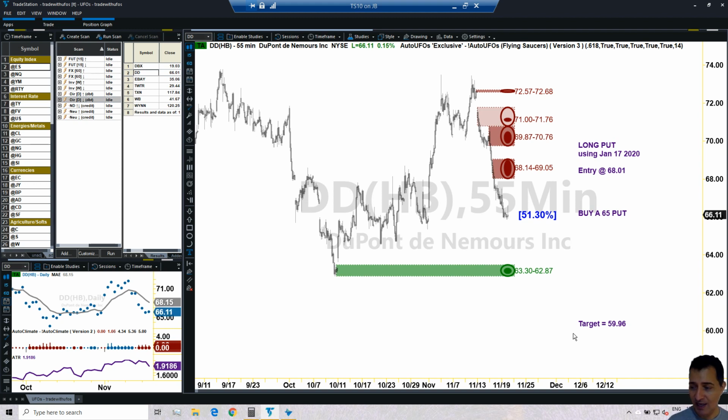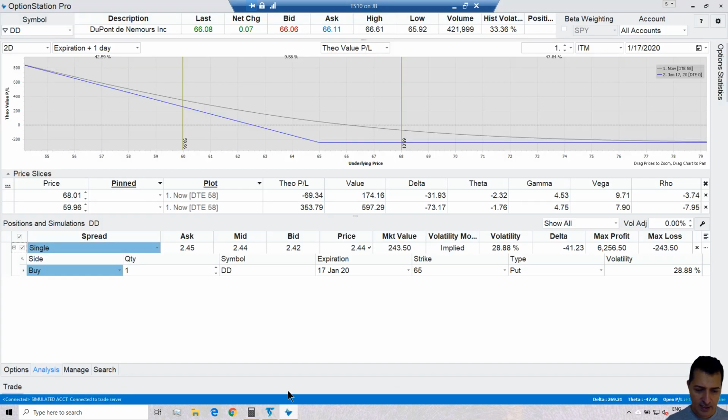So I'm just gonna place an order, and I believe that would be the end of the session for today. I will just place the order, and that is it. That would be our trade for today. And we'll be waiting for the stock to rally until it reaches 68.01, which is the entry point.